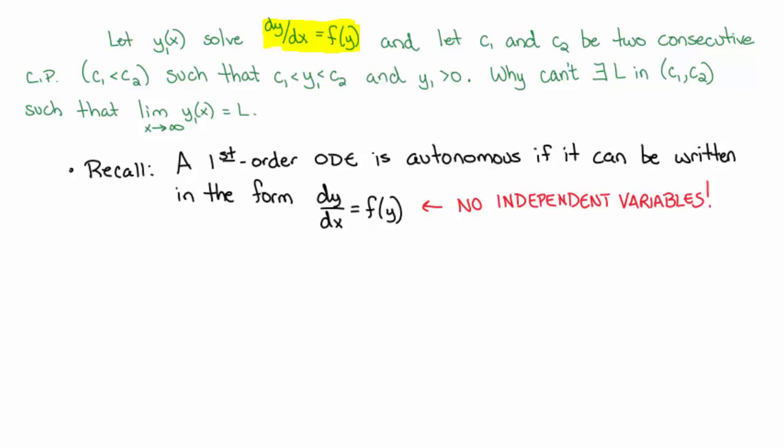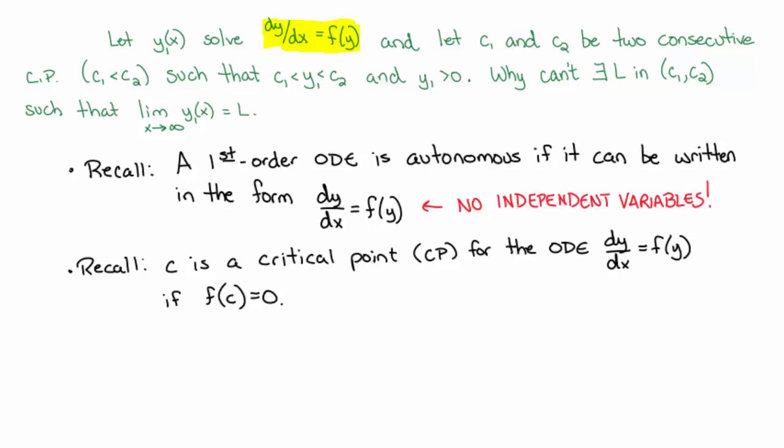We're going to assume that y1 is a solution to that autonomous first order differential equation, and that c1 and c2 are two consecutive critical points. That's what CP stands for. Let me write out a recall of critical points: C is a critical point for an ODE dy/dx equals f(y), an autonomous first order ODE, if when you plug C into the right-hand side, you get 0. In other words, our derivative is 0 at C.